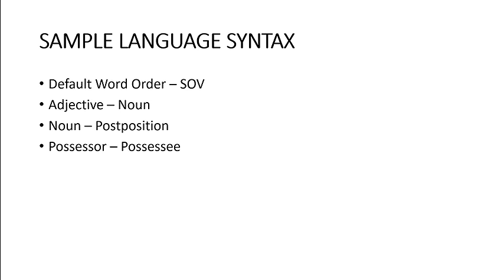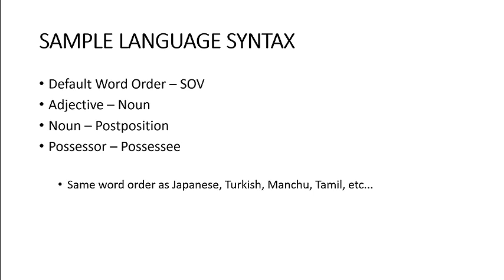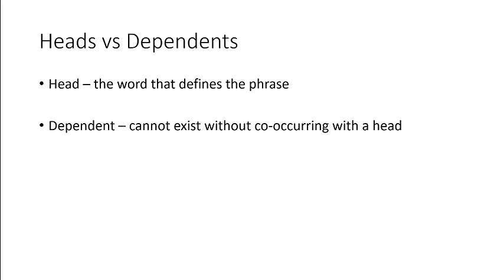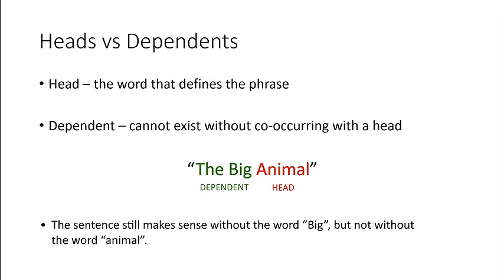This word order is actually fairly common across the world's languages. It's identical to the word order of Japanese, Turkish, Manchu, and Tamil. But this isn't a coincidence. Languages tend to fall into one of these two basic word order patterns, called head initial and head final. A head is basically the component of a phrase that carries the most meaning. So for example, if you have a phrase like, the big animal, we're talking about an animal, not about the quality of being big. So animal is the head, and big is the dependent.